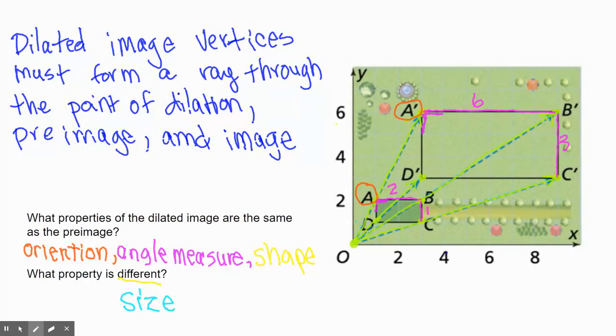Remember, in all of our transformations, something changes. Its location, and obviously location is different. Orientation sometimes is different. But in a dilation, the orientation, angle measure, and shape all stay the same. This time we are changing size.